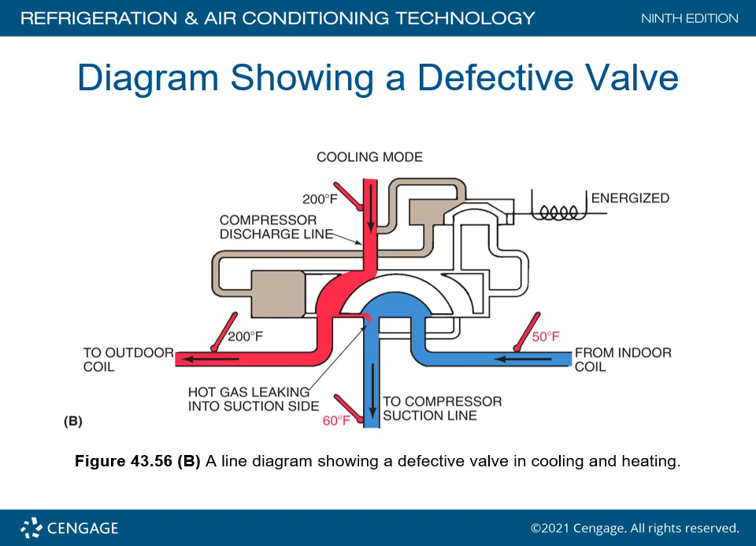Well, Larry, how do you know that you got a problem? Well, notice where the thermometers are put, one coming from the indoor coil, another one put on the compressor suction line. If you see more than a 3-degree difference, in this case we got 10 degrees, you know what your problem is. It's that reversing valve, and it has to be changed.